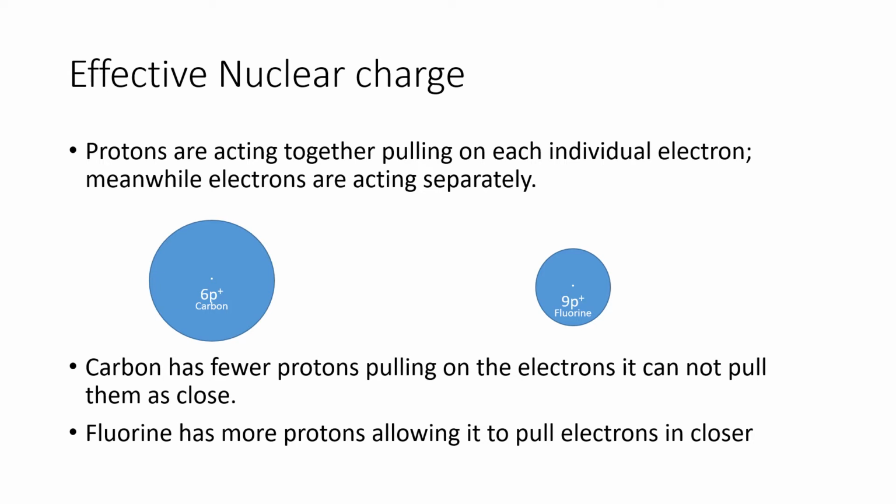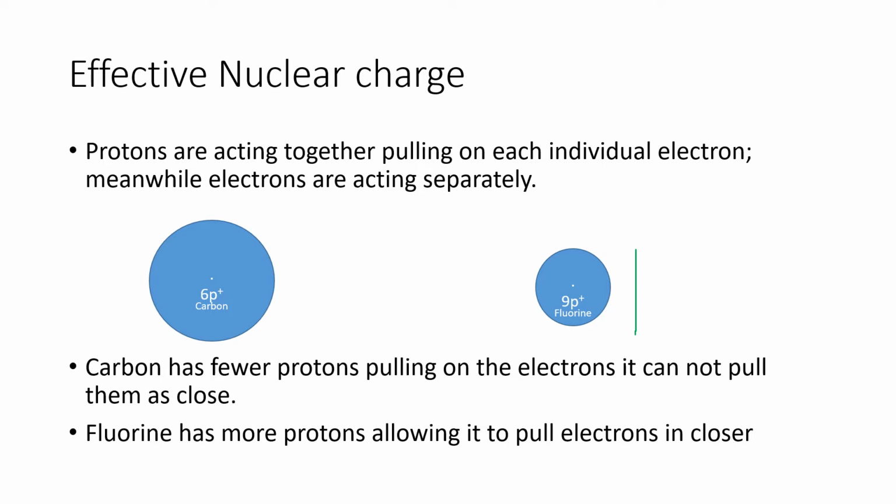Because we have fewer protons in carbon, they're not able to pull the electrons in as close, and we end up with a bigger size. For fluorine over here on the right, we have 9 protons. That's going to have a very strong pull on each electron in there, bringing it very, very close to that nucleus.